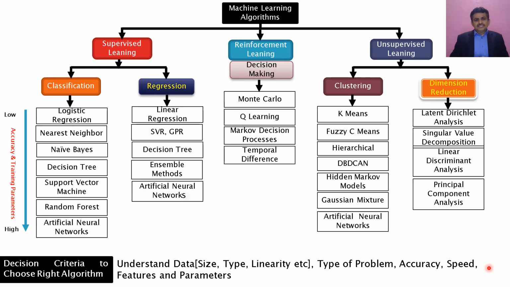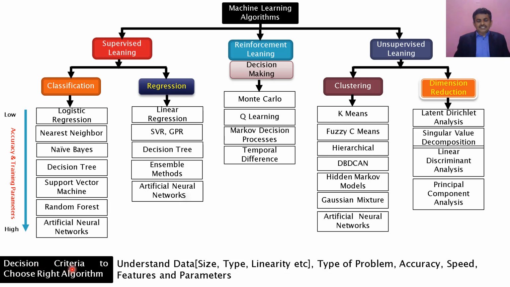This is the only slide in my video. I have tried to show you different types of algorithms for solving different types of problems. This slide also shows different types of machine learning algorithms and the list of algorithms available in each type. Let's go through this. This slide shows three different types of algorithms available in machine learning. The types of algorithms are supervised learning, reinforcement learning, and unsupervised learning.